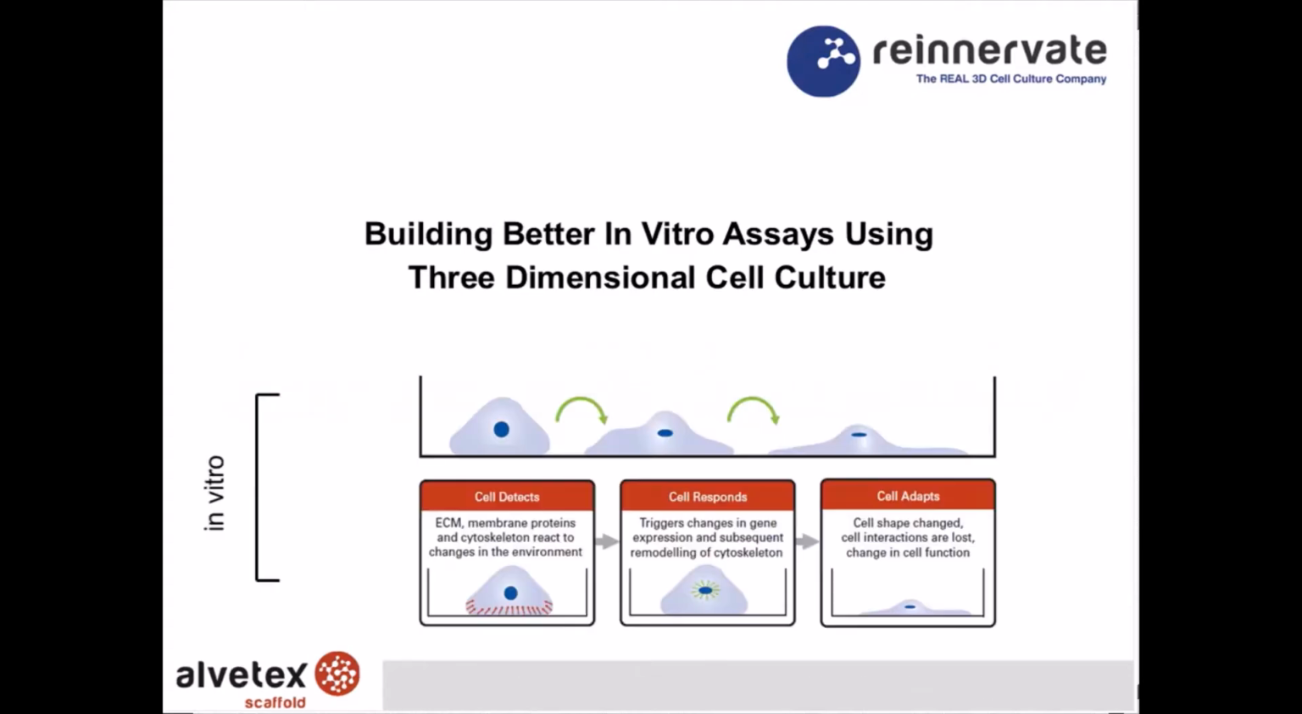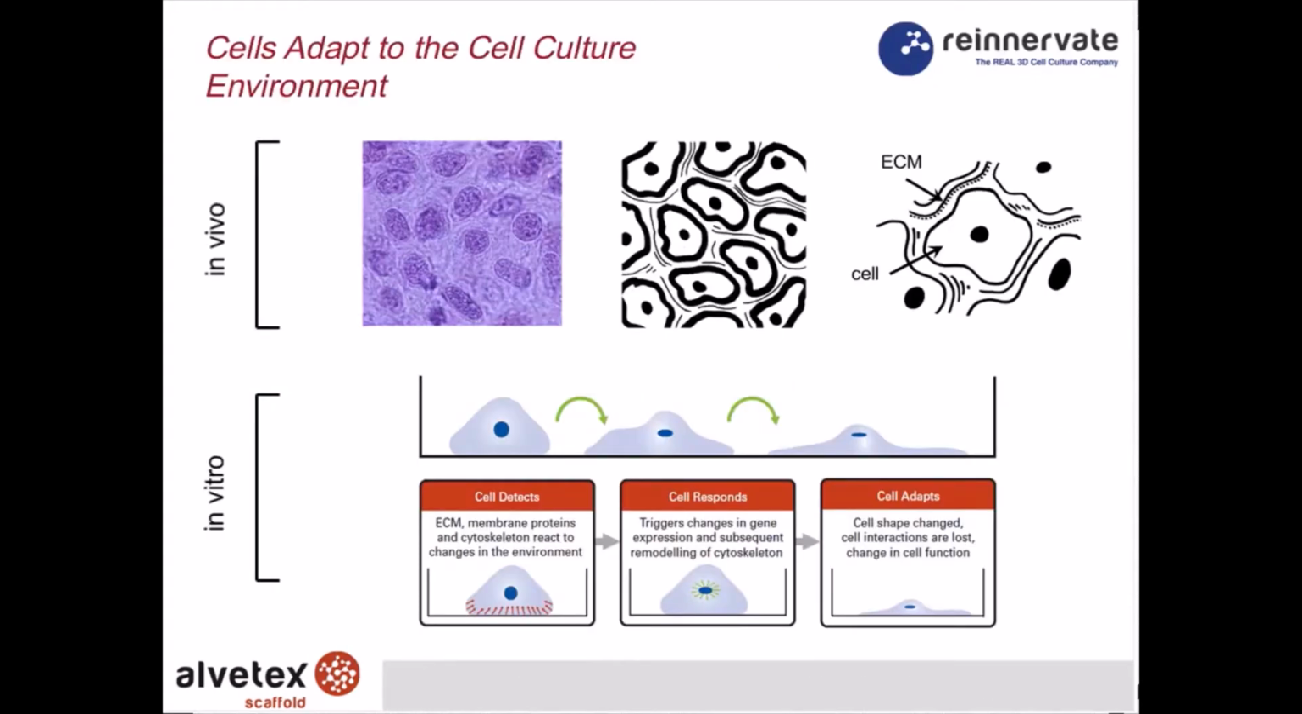Okay, so what we have here is the normal situation in vivo. So this is tissue shown histologically, and we can also then show that schematically. So you see individual cells with extracellular matrix. You can see that more clearly on this diagram here. And cells reside like this, of course, naturally in tissues.